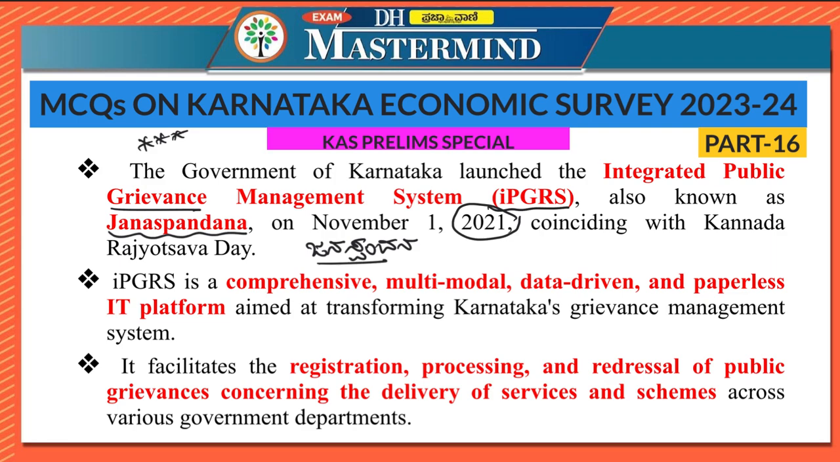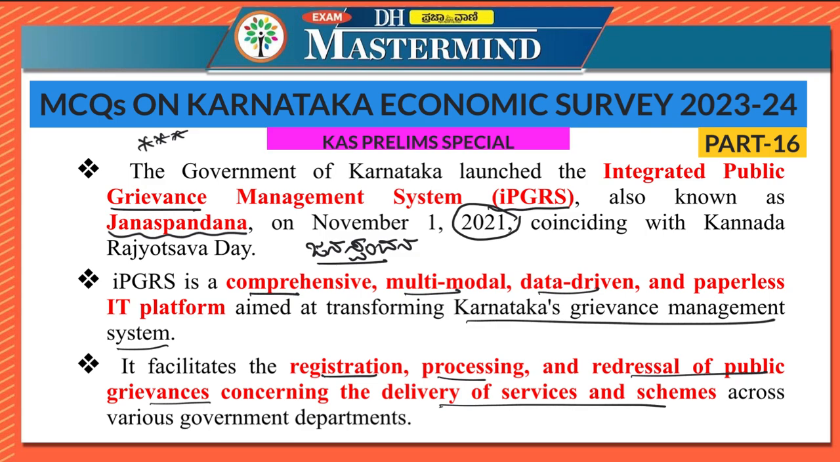IPGRS is a comprehensive, multimodal, data-driven, and paperless IT platform. Obviously, if it is digital, it has to be paperless, and every department is looking at becoming paperless in the future. It is aimed at transforming Karnataka's grievance management system. That is, it will be able to address the grievances of the public, any problems associated with public management that are complained about by the public, and it facilitates the registration, processing, and redressal of public grievances concerning the delivery of services and schemes across various government departments.